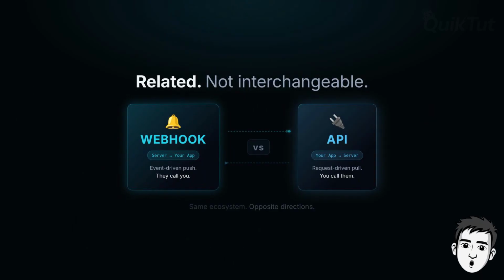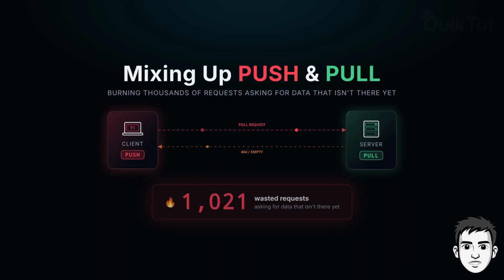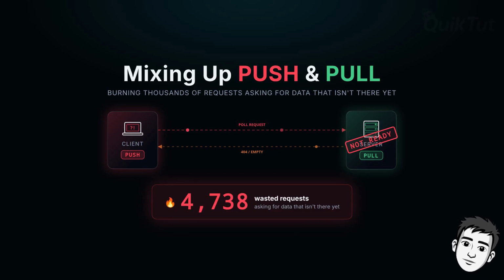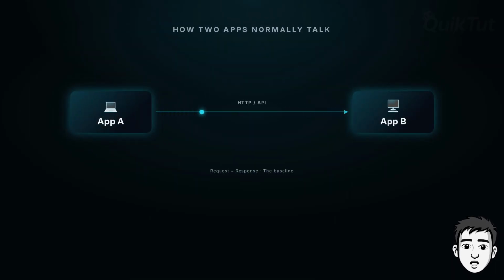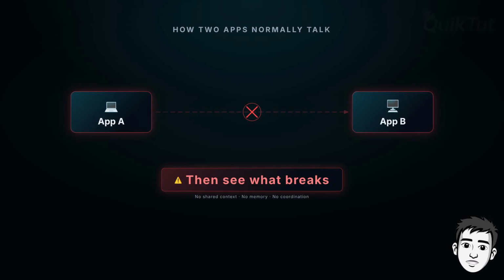Most developers hear webhook and API and treat them as the same thing. They're related, but not interchangeable. Mixing them up is why so many apps burn thousands of requests asking for data that isn't there yet. The clearest way to get this: start with how two apps normally talk, then see what breaks.